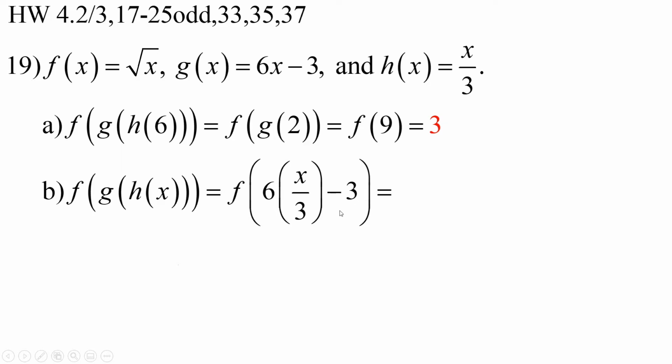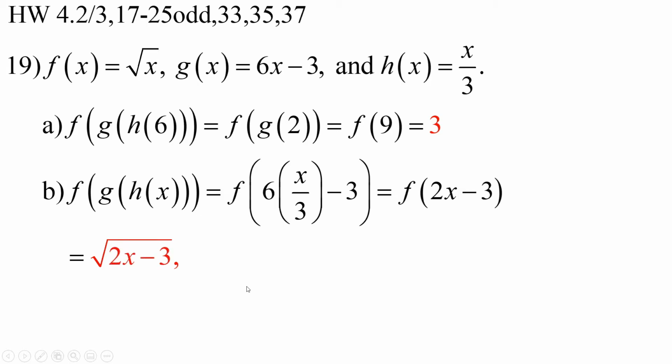Now, let's simplify that. So I've got f of, and then 6 times x over 3 would be 2x, 2x minus 3. And what is f of 2x minus 3? So that just means I take the function f and I replace this x with 2x minus 3. So f of 2x minus 3 would be the square root of, and replace the x again with 2x minus 3.